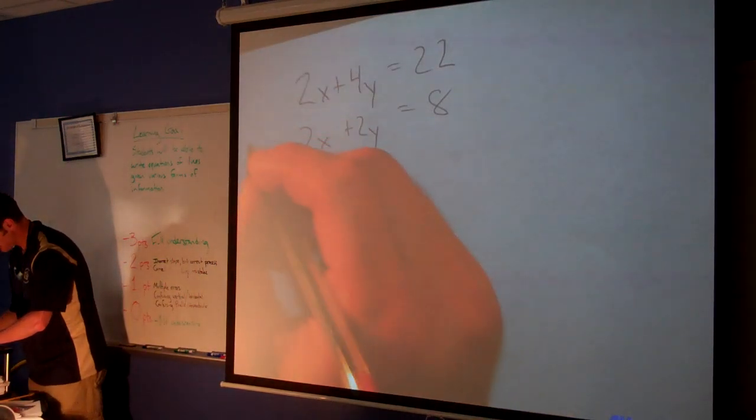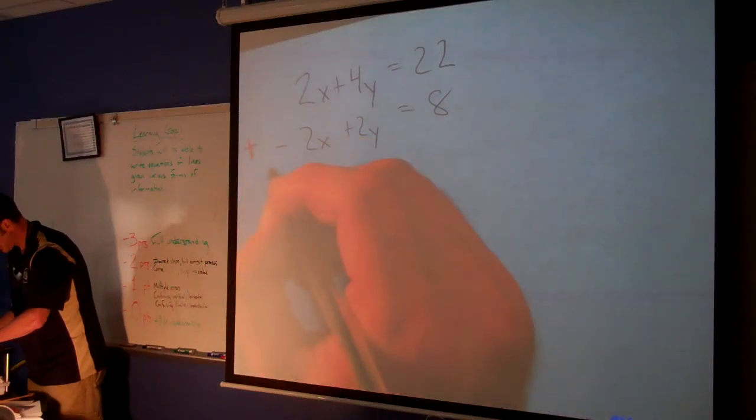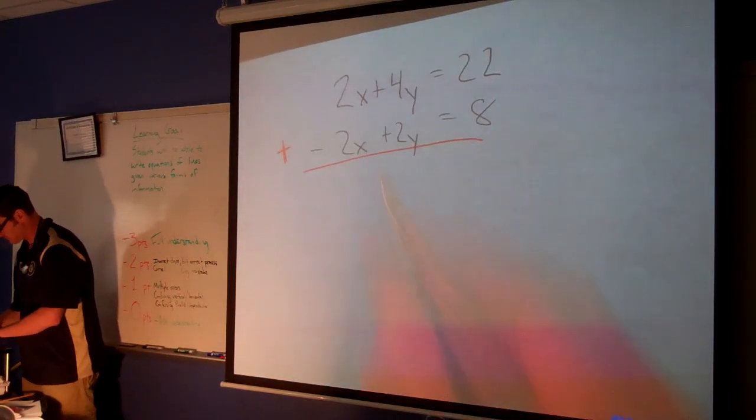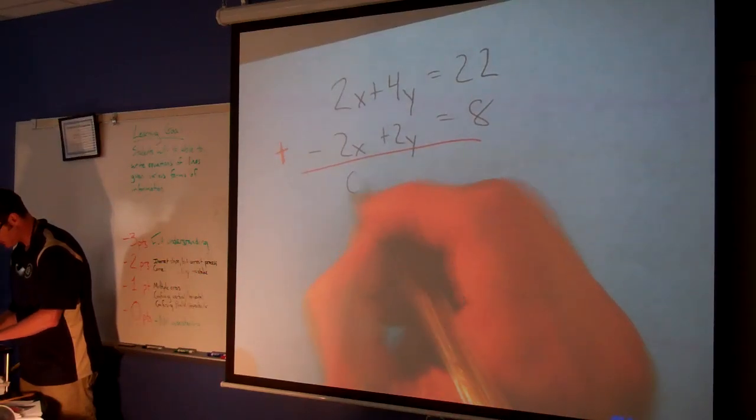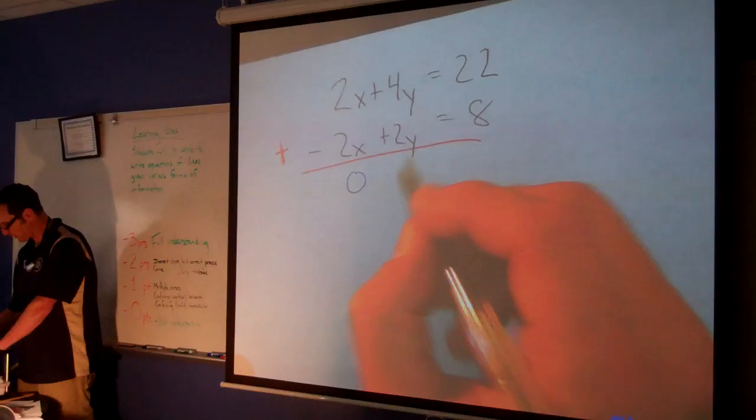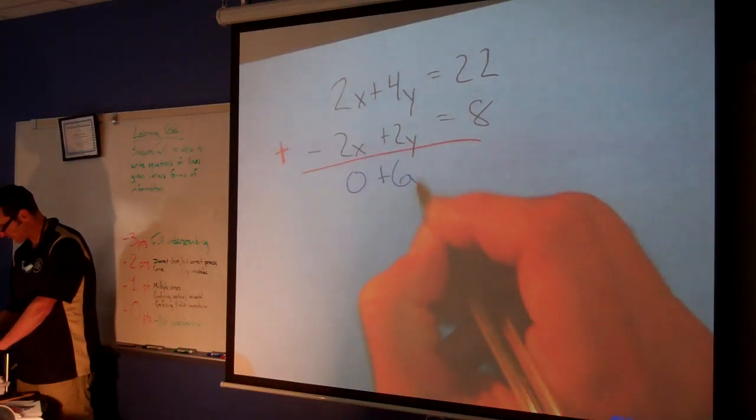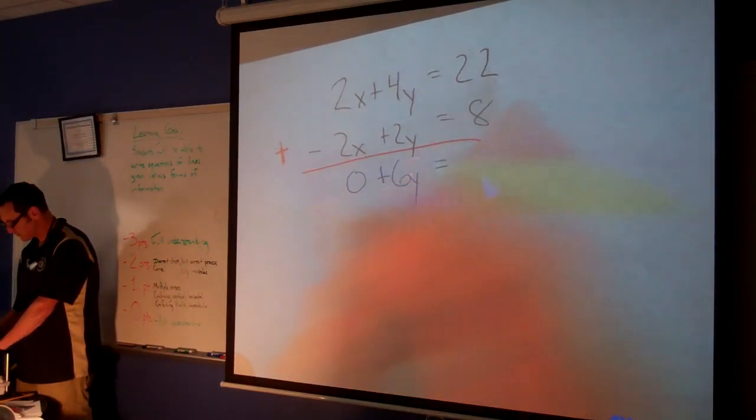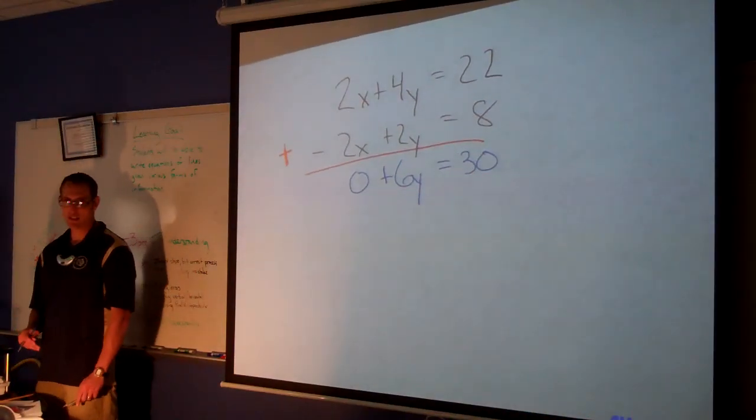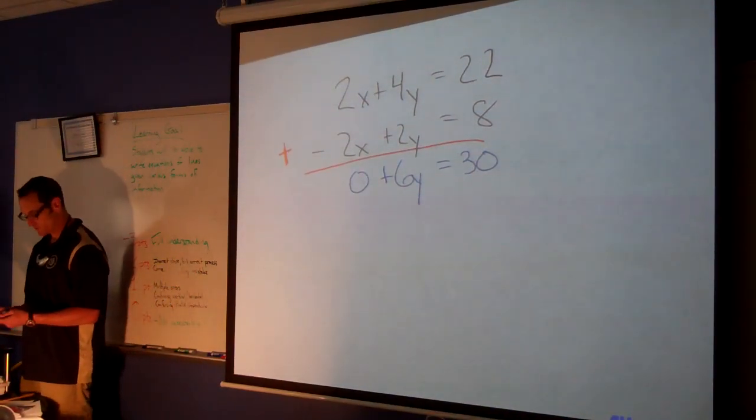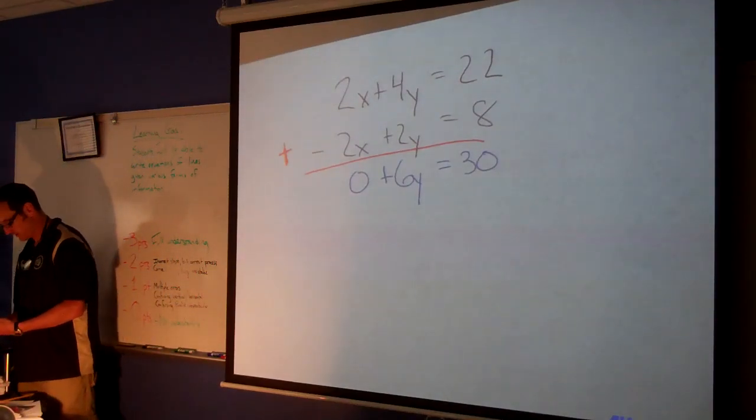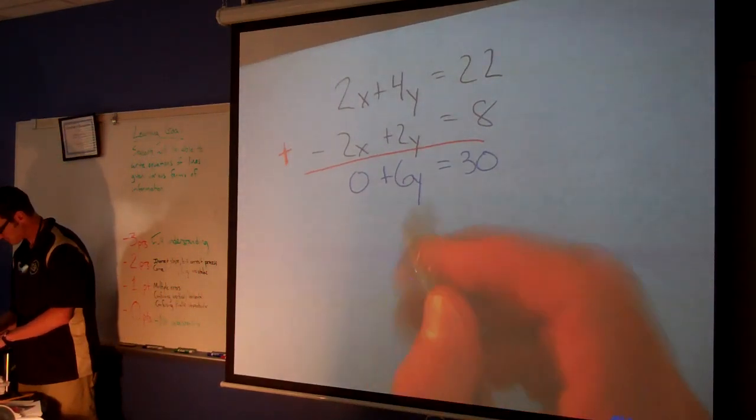So we need to recognize that. So we add straight down, and the x's will cancel. 2x plus negative 2x is 0. 4y plus positive 2y is positive 6y. And 22 plus 8 is 30. So the x completely cancels, which is what we want. It has been eliminated. That's why we call it the elimination process.